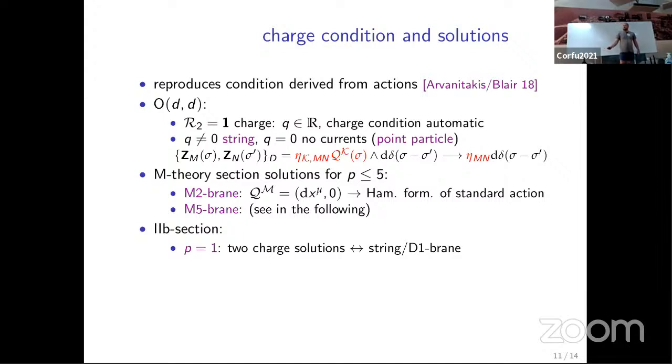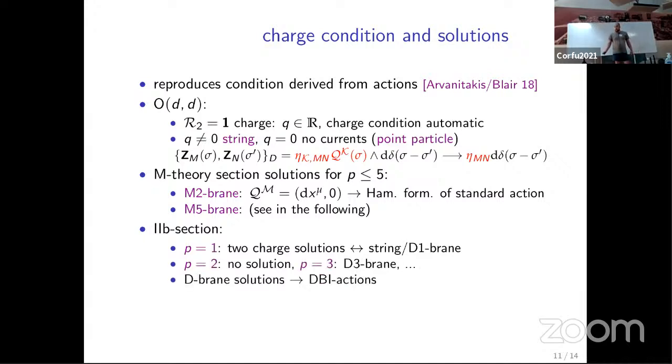There will be other kinds of solutions for other sections. For p equals one, we will have two different kinds of solutions, string and one-brane, and so on. We reproduce all the solutions. If we look at what this Hamiltonian formulation, which comes out of this postulate, is, we will see that we reproduce the standard D-brane DBI actions, or the Hamiltonian formulation of those.